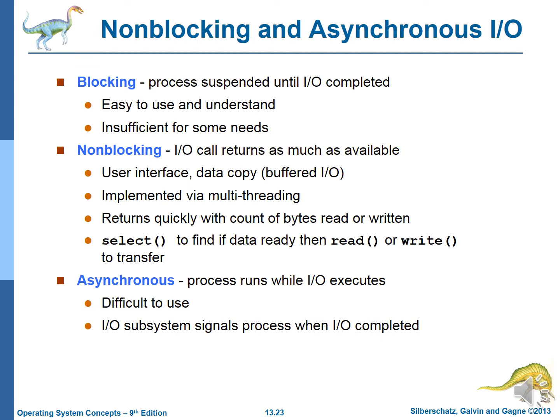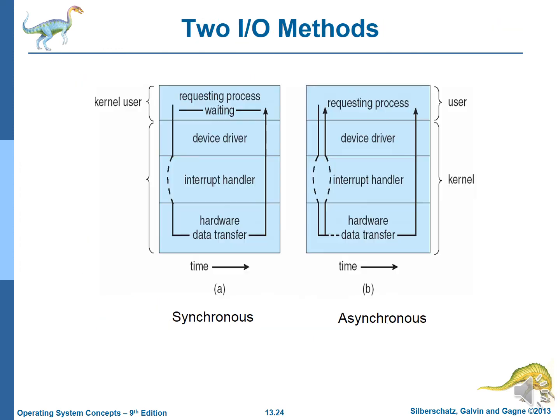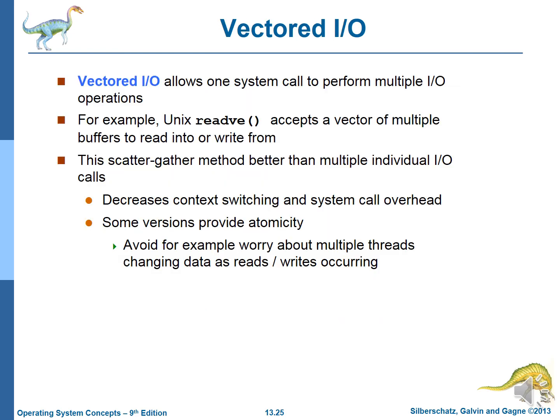Non-blocking, asynchronous IO, blocking and non-blocking. Blocking is when the process is suspended until IO is completed. A non-blocking IO call returns as much as available. In asynchronous IO, the process runs while IO executes. Two IO methods, synchronous and asynchronous. Requesting process, waiting, device driver, interrupt handler, hardware data transfer.